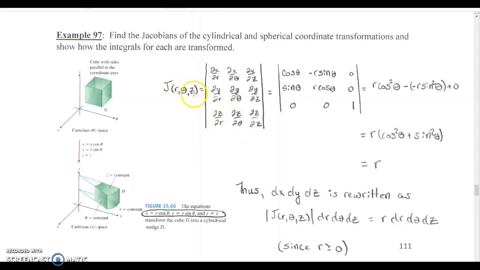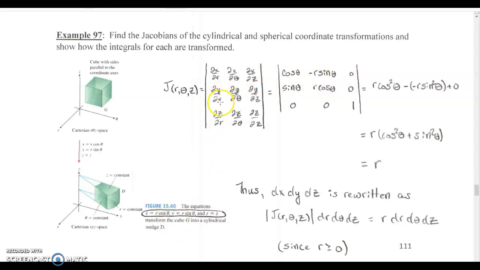Now, the Jacobian of r, theta, and z: that's partial of x with respect to r, theta, and z in the first row, partial of y with respect to r, theta, and z in the second row, and partial of z with respect to r, theta, and z in the third row. Then I evaluate each one. The partial of x with respect to r is cosine theta. Partial of x with respect to theta is minus r sine theta. And the partial of x with respect to z is 0. There's no z in x equals r cosine theta.